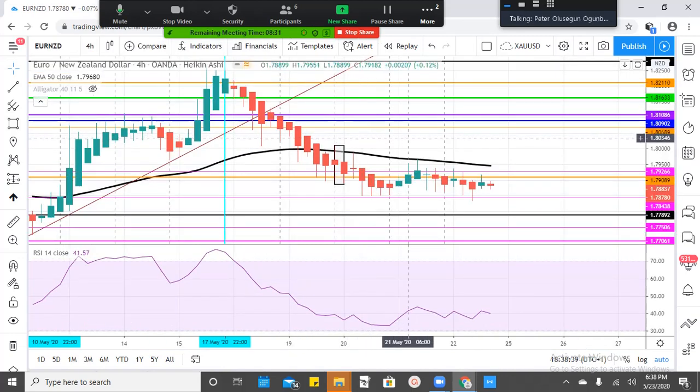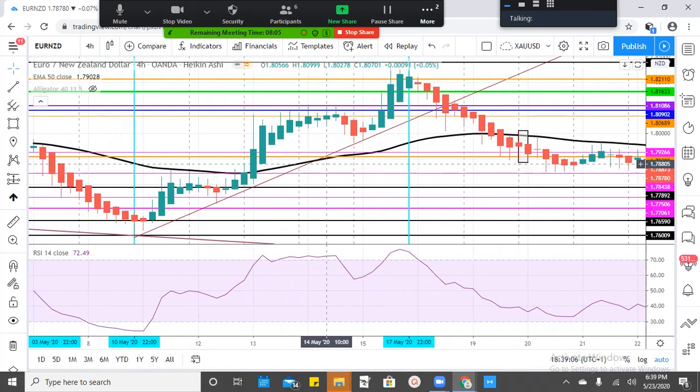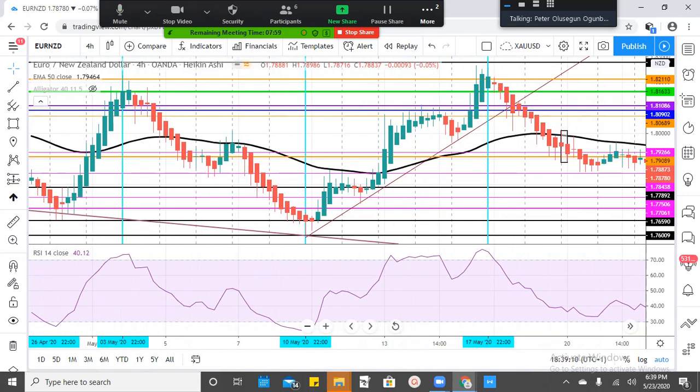It's not ready at all. So it's still consolidating. I expect it to, but it could actually still buy. It could still buy this Euro NZD. Why do I think it will buy? Let me look at my analysis, why I think Euro NZD might still buy.